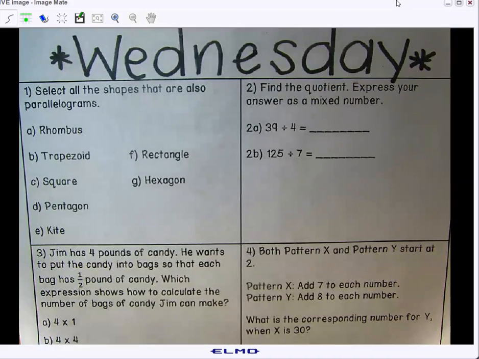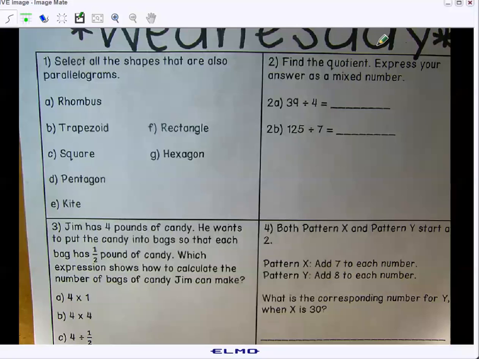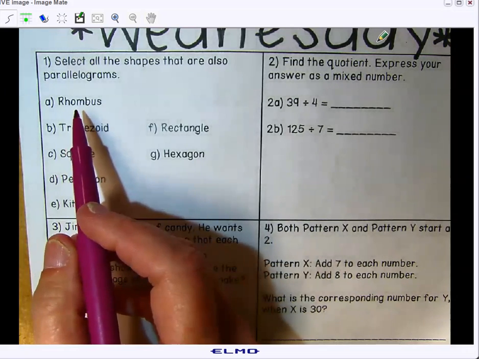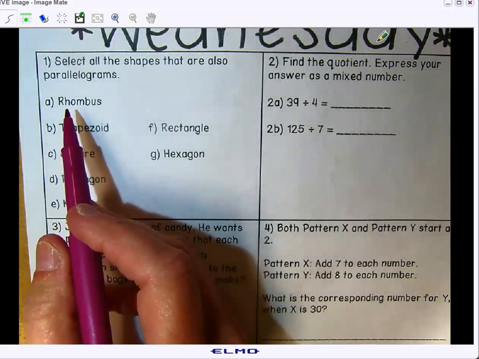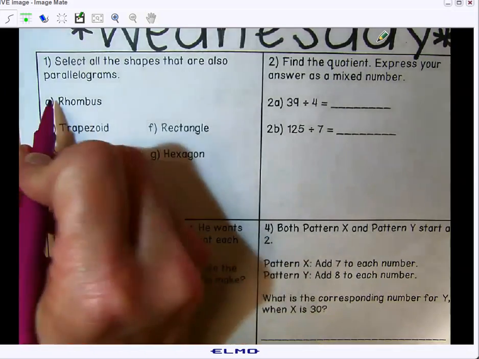Select all the shapes that are also parallelograms, and we have to remember what a parallelogram is. So remember that a parallelogram has opposite sides that have equal length, and the opposite sides are parallel. So we know that if we have a rhombus, opposite sides have equal length and opposite sides are parallel.